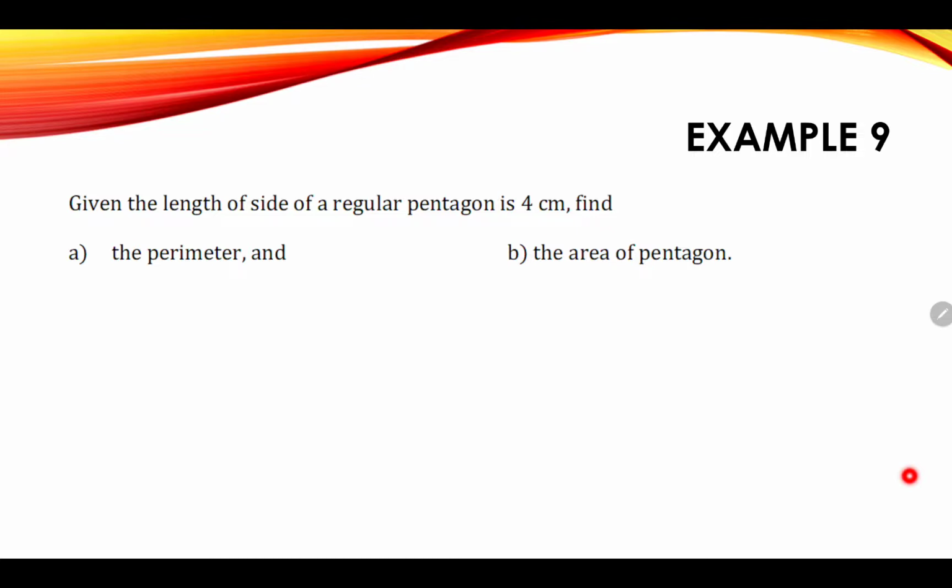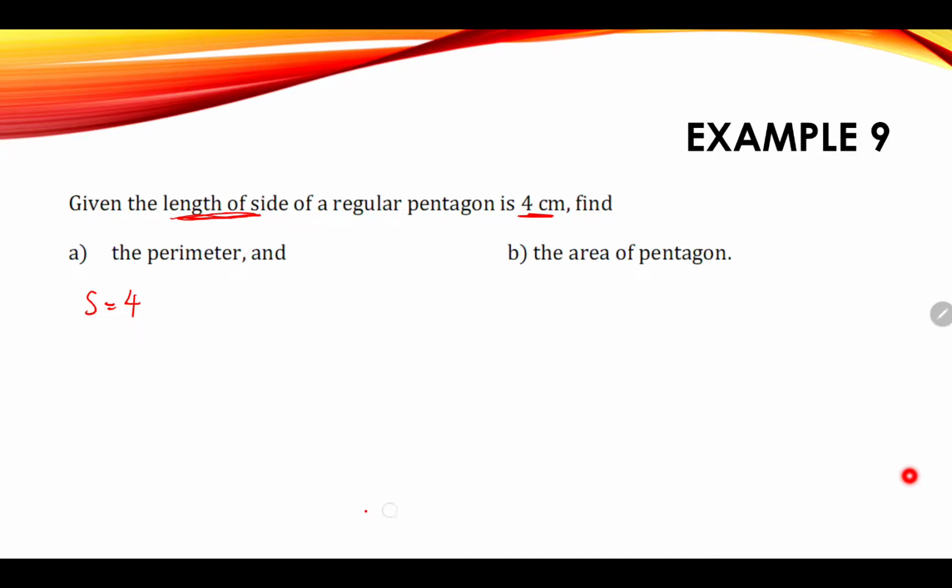Example 9. Given the length of the side of the regular pentagon is 4 cm. Find the perimeter and the area. Okay. So untuk solution A, kita nak cari perimeter. Okay, kita tahu length of side given 4 cm. So S adalah length of side. So our S is 4.